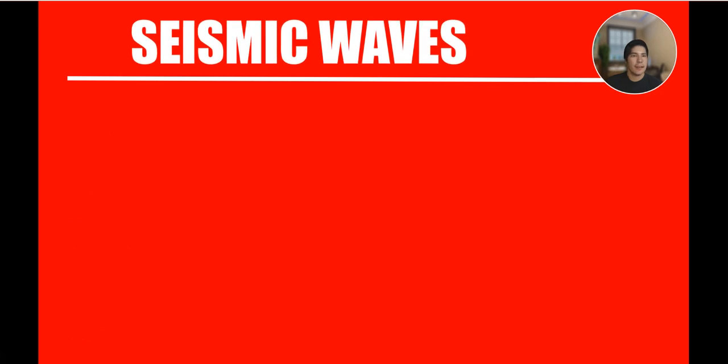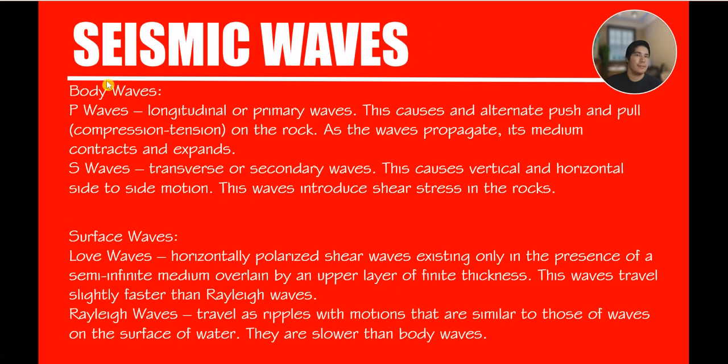So these are the main types of seismic waves. We have body waves and surface waves. In body waves, we also have two types: the P wave and the S wave. For the P wave, the letter P means primary, or push and pull. So P waves are longitudinal or primary waves. This causes an alternate push and pull, or compression and tension, on the rock. As the waves propagate, the medium contracts and expands.